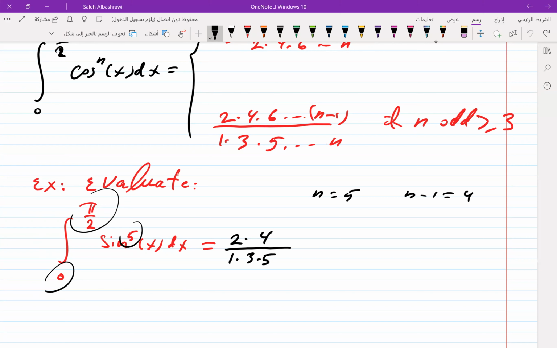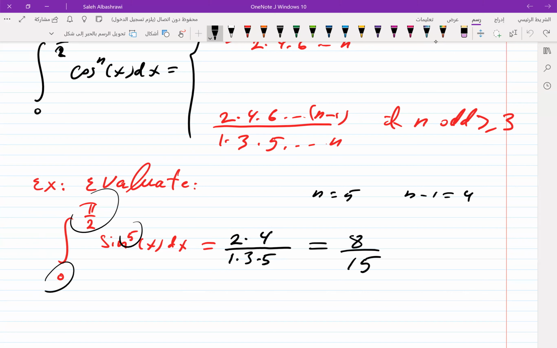You can see that we use all the numbers from 1 to 5, 1 to n. But we split them: the even numbers are up, and odd numbers are down. You can see it is 1, 2, 3, 4, 5. We use all of them from 1 up to n, but we just split these numbers, putting the even numbers up and odd numbers down. So this is equal to 8 divided by 15. The value for this integration is 8 divided by 15.